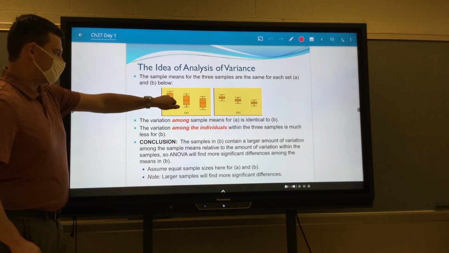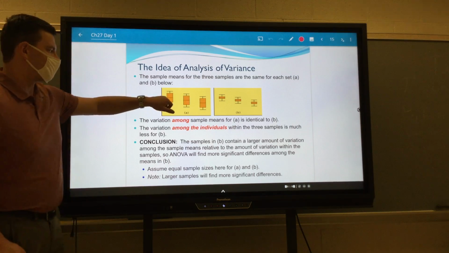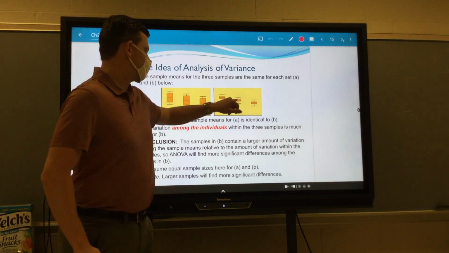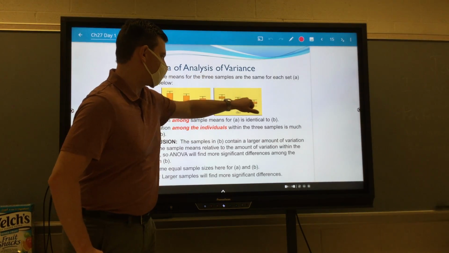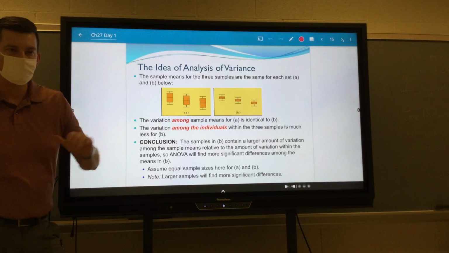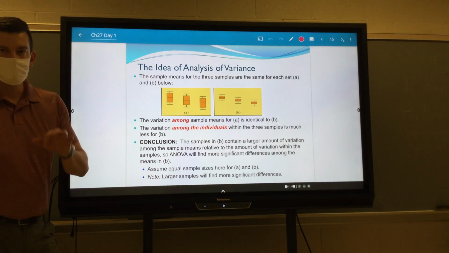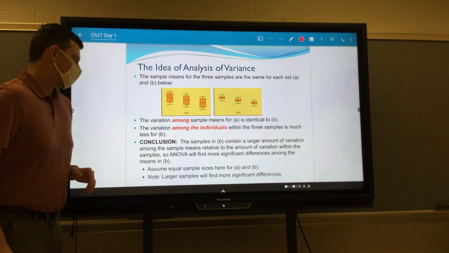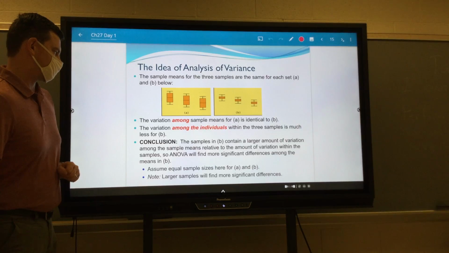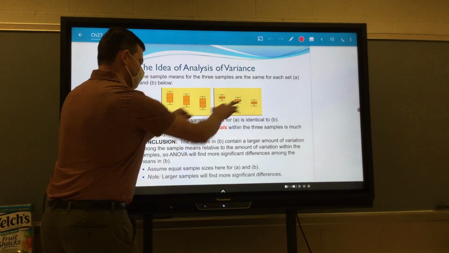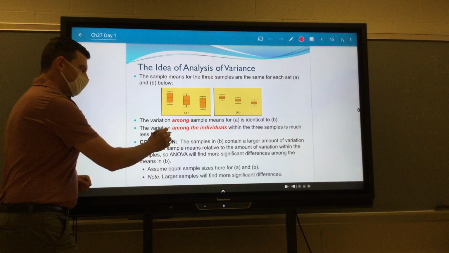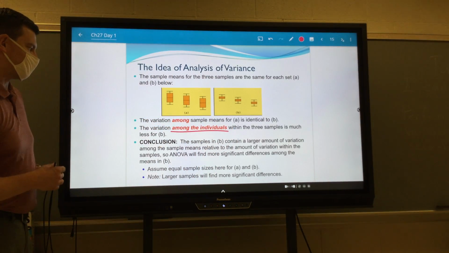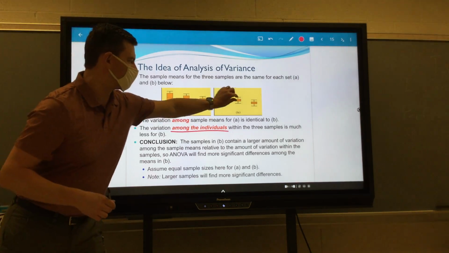Now, the means, or the medians, these middle bars on the 3 box plots in A, are identical to the locations of the middle bars, the means or medians, in B. You see the difference is the spread of the data. The variation among the sample means is identical, but the variation among the individuals within the 3 samples is much smaller in B.